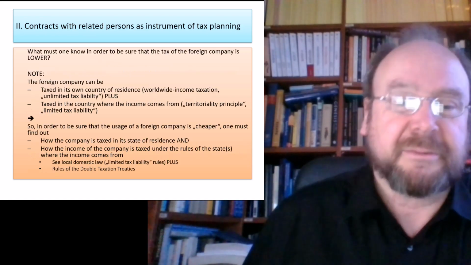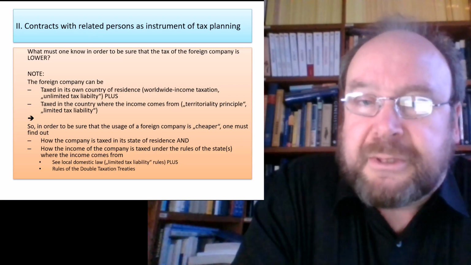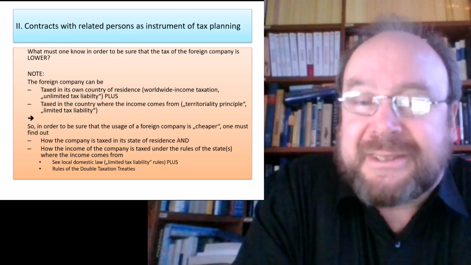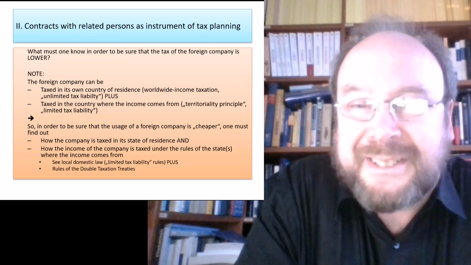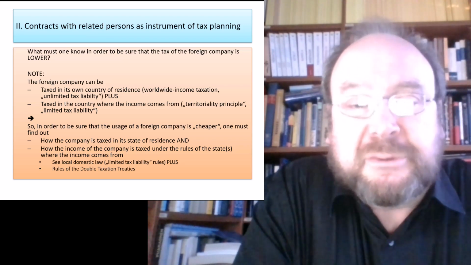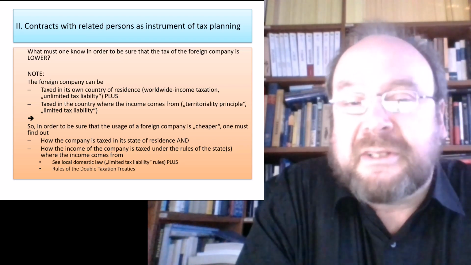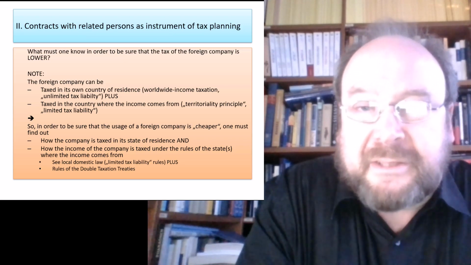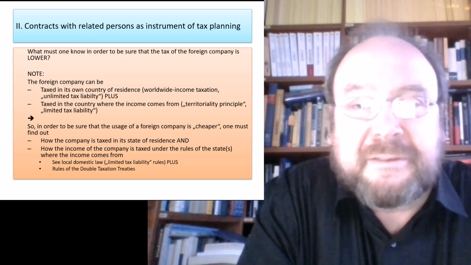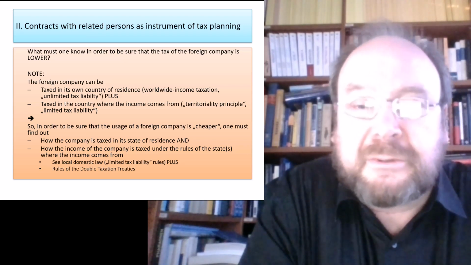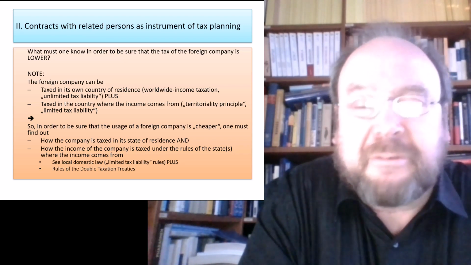Now, what must we check in order to be sure that this is the case? That foreign company can be taxed in its own country of residence, because there will be worldwide income taxation, so they will also be taxed for everything which they earn in doing business with us in the inland. Plus, there could be a tax in the country where the income comes from: limited tax liability, as Germans would say, or the non-resident taxation rules, like others would call it, or due to the territoriality principle, or however we call it.